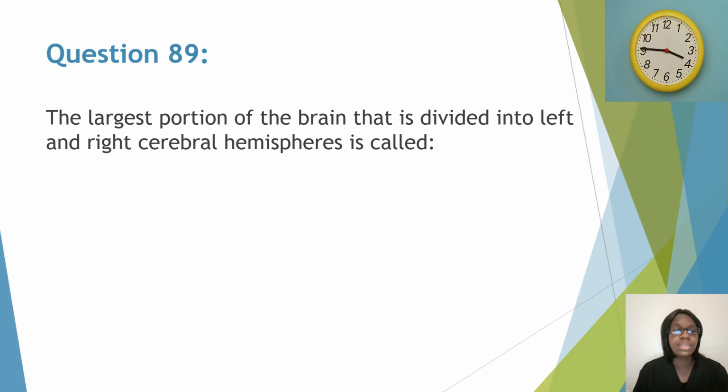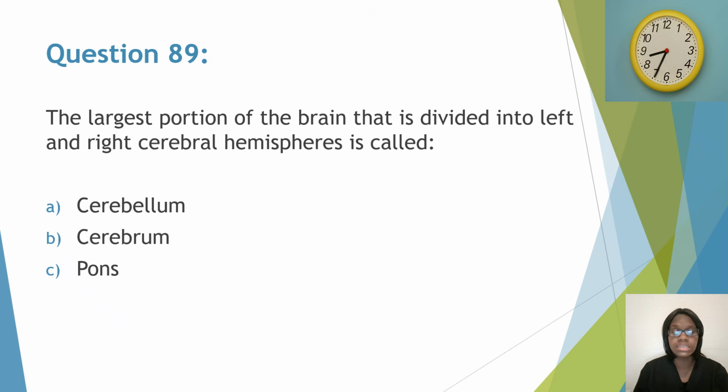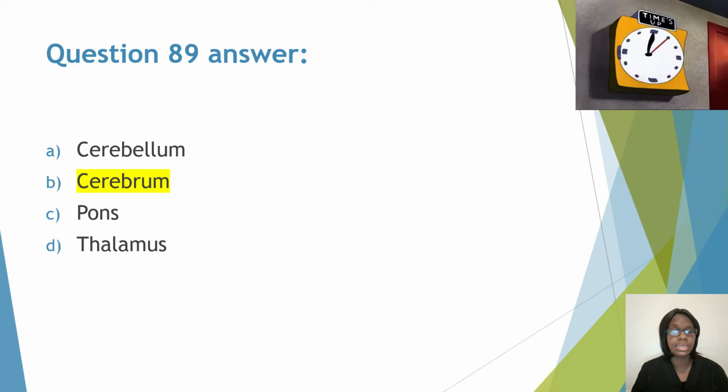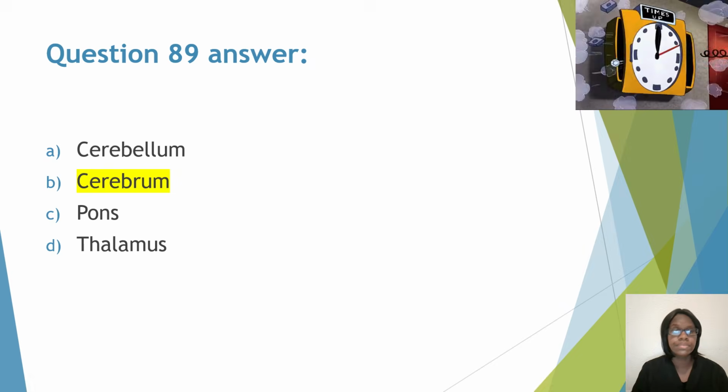Question 89. The largest portion of the brain that is divided into left and right cerebral hemispheres is called A, cerebellum, B, cerebrum, C, pons, D, thalamus. All right, the correct answer is B, cerebrum.